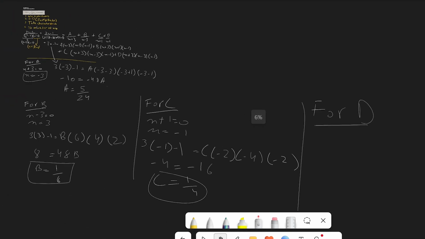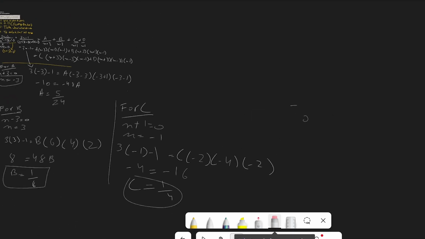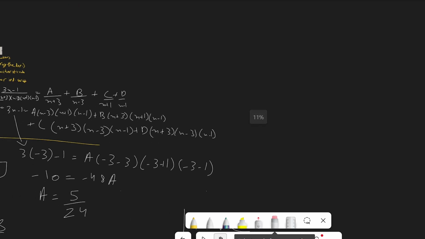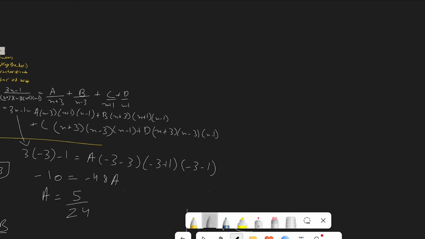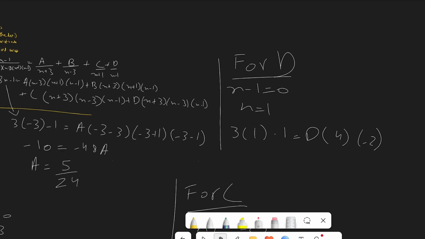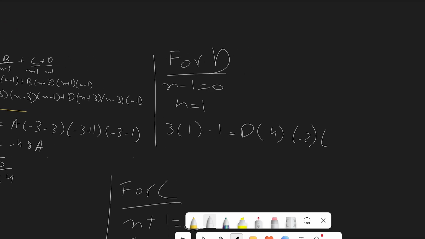Wait, this is too far away from me. Let me just do it over here. Okay, for D, we take x minus 1 is equal to 0, x is equal to 1. And now we take 3 into 1 minus 1 is equal to D into 1 plus 3, 4, 1 minus 3 minus 2, and then we have 1 minus 1, 0.